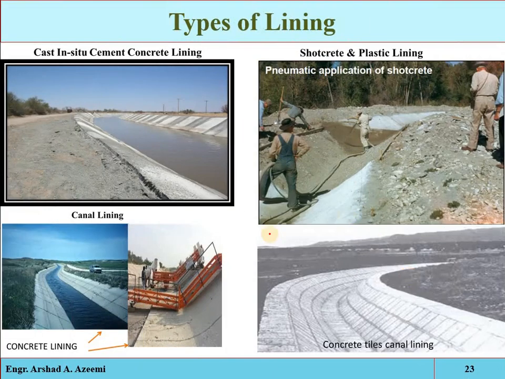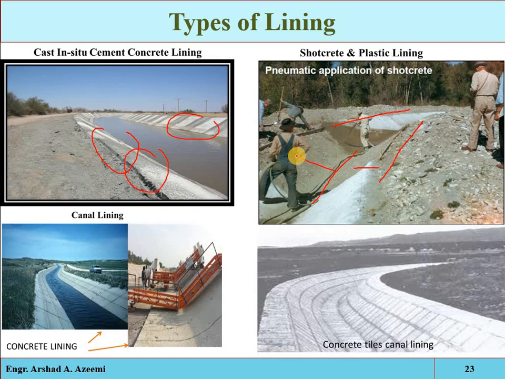Here you can see the cast in situ cement concrete lining. Here the concrete has been applied, and sometimes for better stability and efficiency of the canal, reinforced concrete is applied. This is called shotcrete, when pressurized concrete is applied. And here a plastic sheet is applied to cover the bed and banks of the irrigation canal, so that the seepage losses may be controlled. But remember, there are different advantages and disadvantages of each and every method.